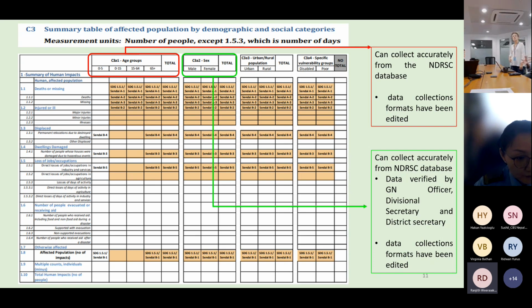This data can also be collected from the NDRSC database. This data is also verified by the Grama Niladhari, divisional secretary and the district secretary. NDRSC officers also agreed with us to add this column to their questionnaire to collect male and female data.